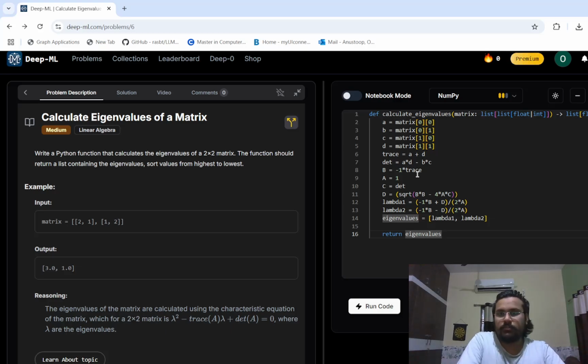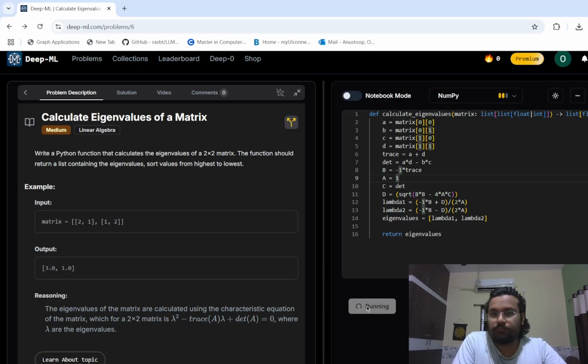I think there is one mistake. This is negative of trace, correct. So this is negative of trace. You have the trace. Negative of trace is b, and all the things are defined. We computed d and minus b plus or minus this. This will always be positive. Should work. Let's see.